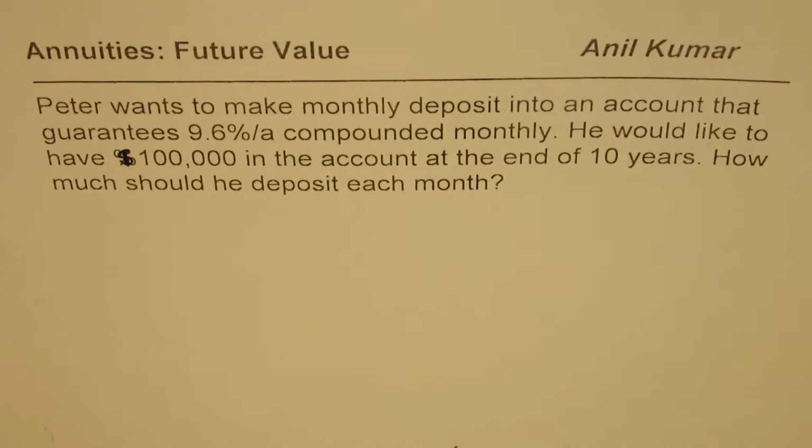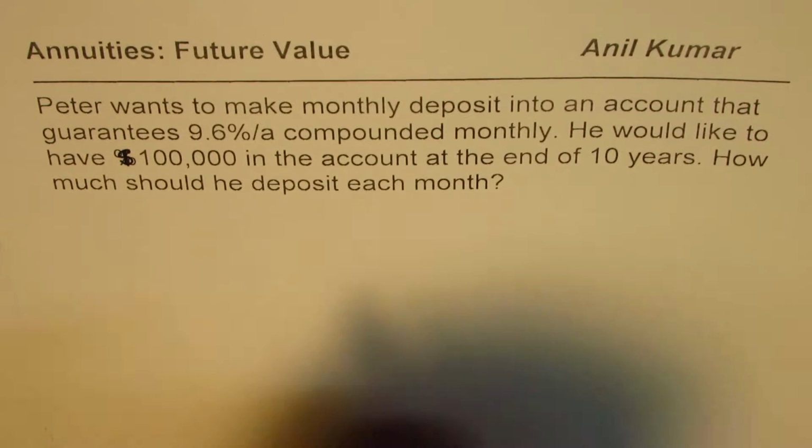The question here is, Peter wants to make monthly deposits into an account that guarantees 9.6% per annum compounded monthly. He would like to have $100,000 in the account at the end of 10 years. How much should he deposit each month? Right, so that is what the question is.